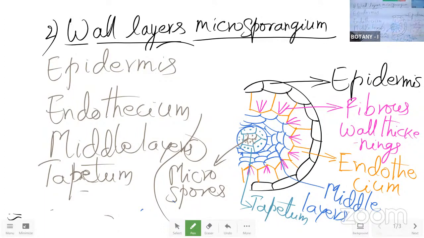After the microspores attain maturity, the tapetal cells will split and release the microspores in the microsporangium itself. After that, the stomial cells will split to release the microspores into the outside dry atmosphere, where they are considered as pollen grains. Till here we have to write, and we have to draw the diagram. Diagram is very, very important in this, so we have to learn it properly.